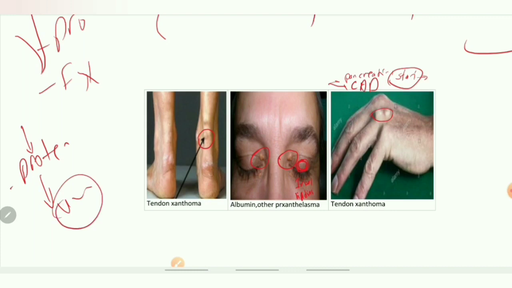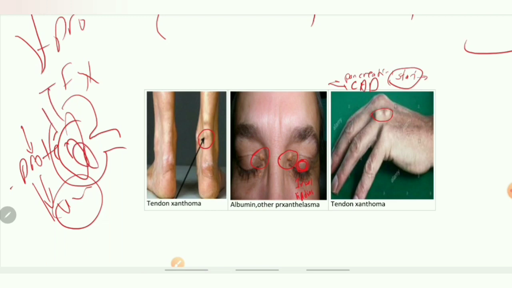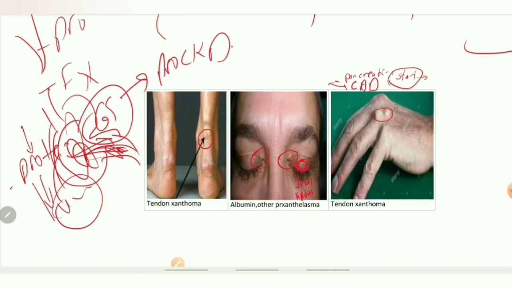And as long as there is more filtration of protein through the glomeruli, this will lead to glomerular sclerosis and will progress into CKD. So this is again an important thing.